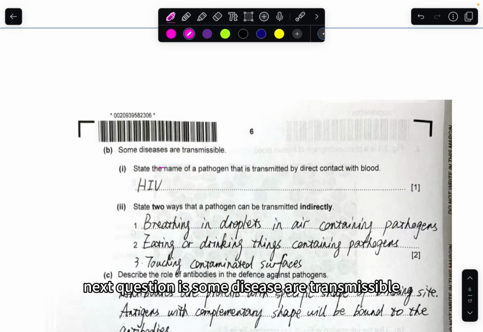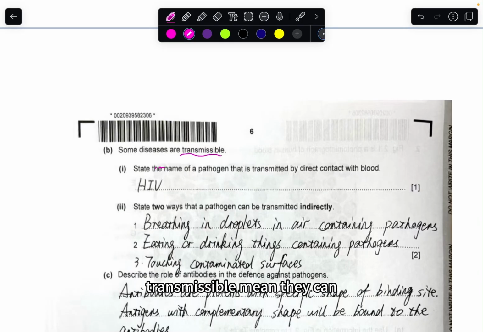The next question is, some diseases are transmissible. Transmissible means they can transmit from one host to the next, from the pets to the animals, from the humans to the pets. This is called transmissible diseases. State the name of the pathogen that is transmitted by direct contact with the blood. There are a lot of pathogens, but we can simply write HIV. HIV is a directly transmissible disease.